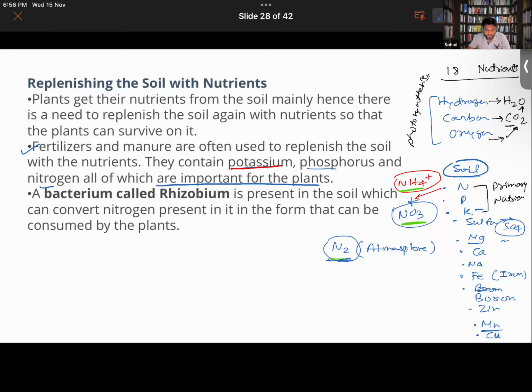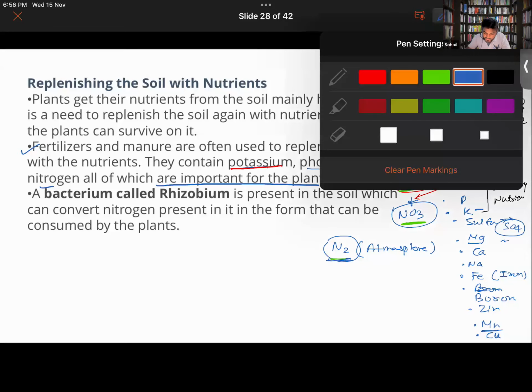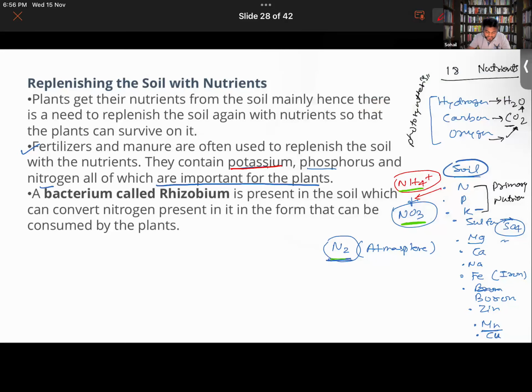So we were talking about the replenishment of the soil with the nutrients and how it is basically done. So one of them is bacteria. Now we'll be learning addition of compost, vermicompost. We will be studying that also. First of all, let's get done with this rhizobium bacteria.